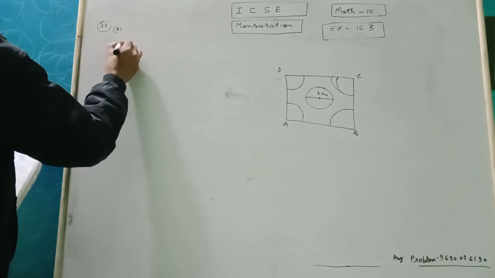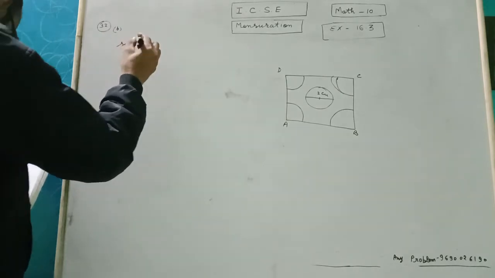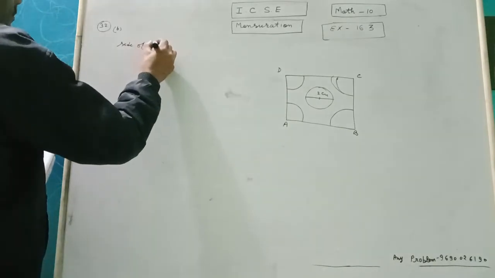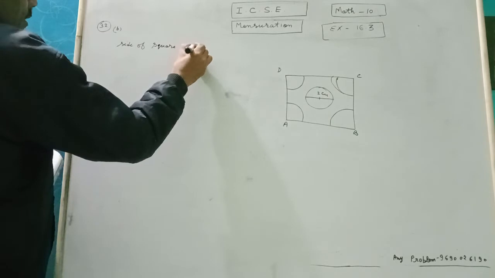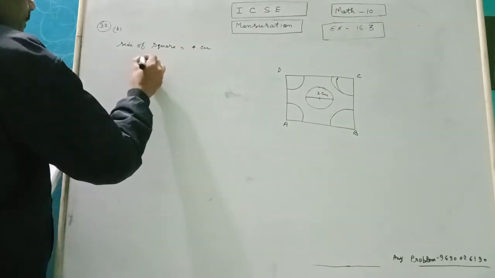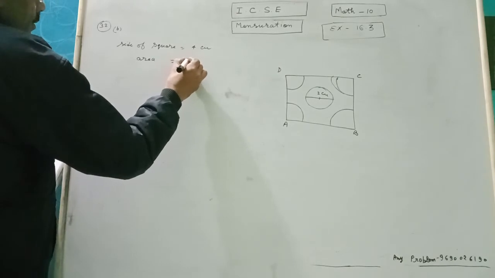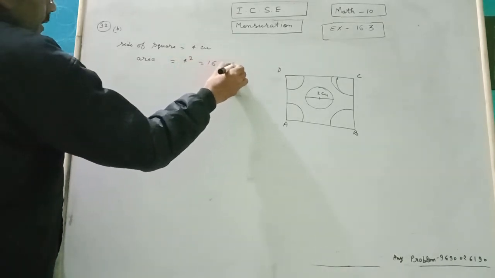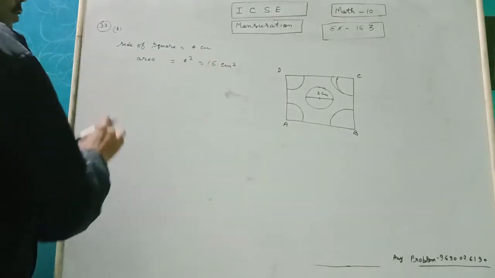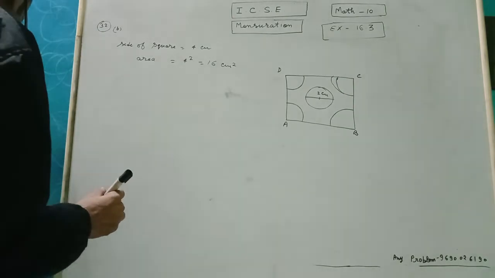B part is side of square is equal to 4 cm. Area of square is equal to 4 square is equal to 16 cm square, which is the area of complete square.